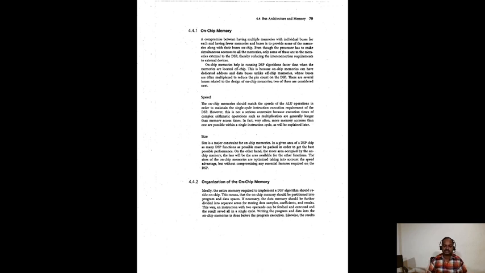Next is size. Size is another major issue of on-chip requirements. For a given area of a DSP chip, as many DSP functions as possible must be packed in order to get the best possible performance. You want to accommodate all the functions in a single chip. When it comes to on-chip, what is the size of the chip so that it can be accommodated in the DSP? That is the important requirement.